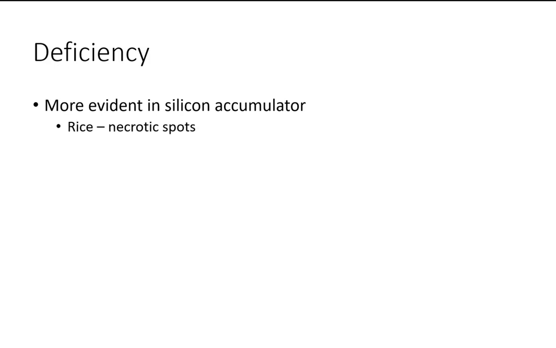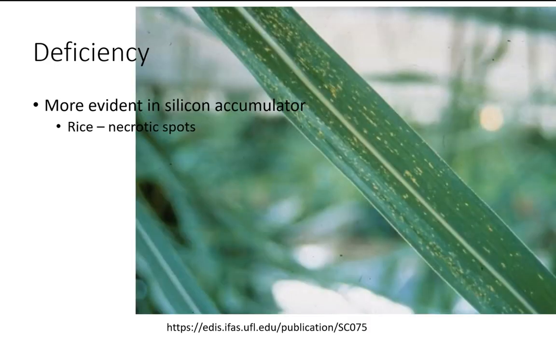In rice, you get necrotic spots. This rice plant has flecking on it. This flecking has been attributed to a silicon deficiency. Remember, rice is a silicon accumulator.